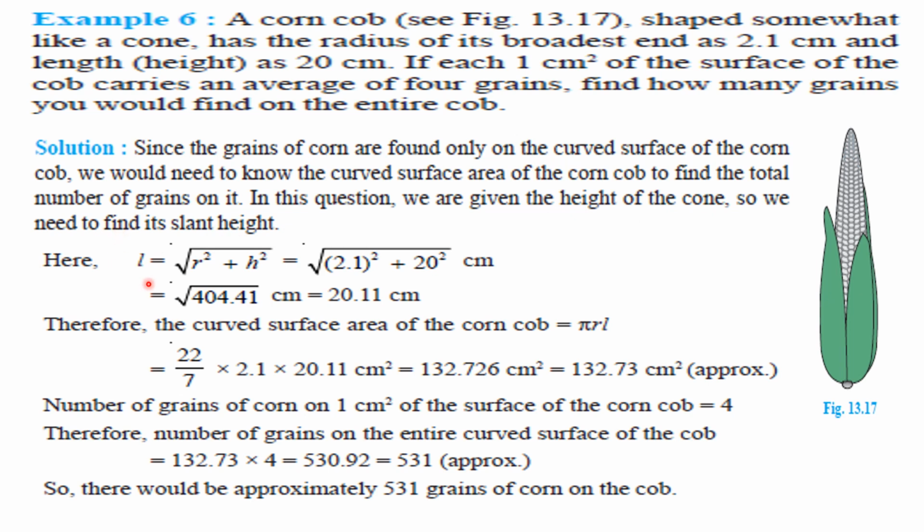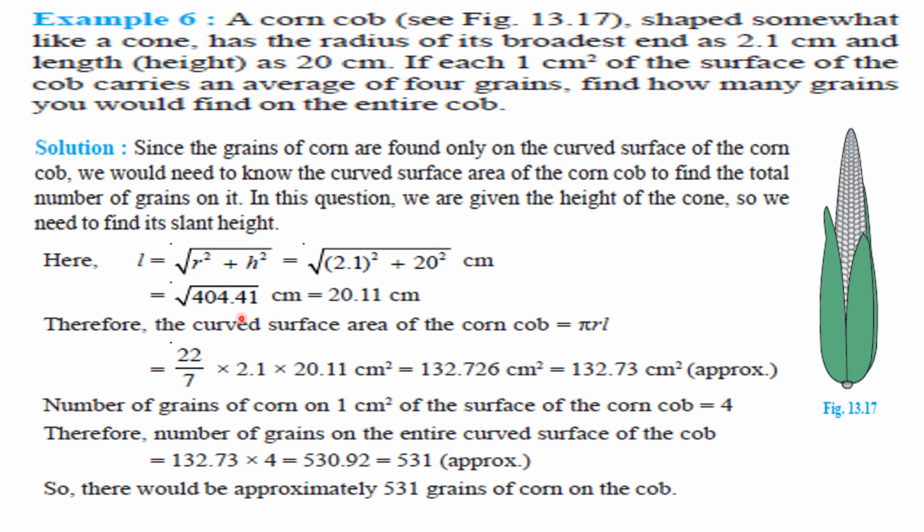So we are finding L. So L is equal to square root of r square plus h square. Do you remember this formula, my children? Right. In this formula, let us substitute r and h values. Okay, my children, that is equal to square root of, what is r here? 2.1 whole square plus what is h here? 20 whole square centimeters. Understood this step, my children? Right. That is equal to square root of, by adding these two values, what will you get? 404.41 centimeters. Okay, my children.